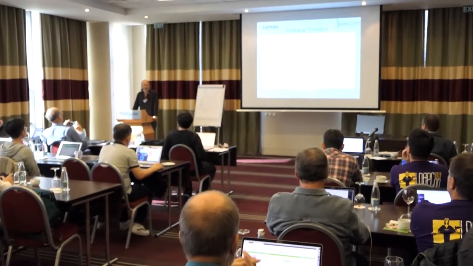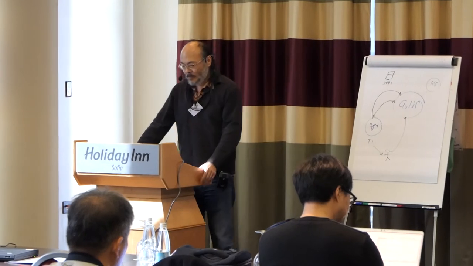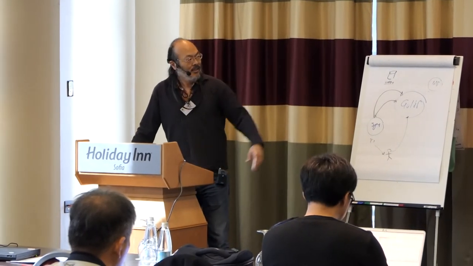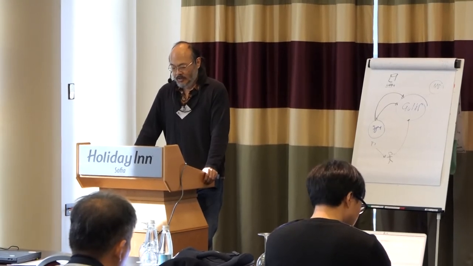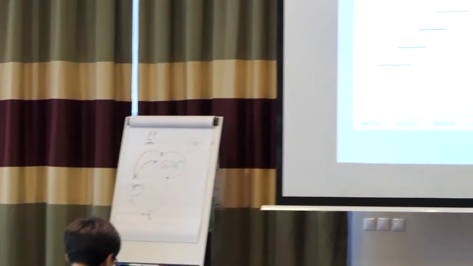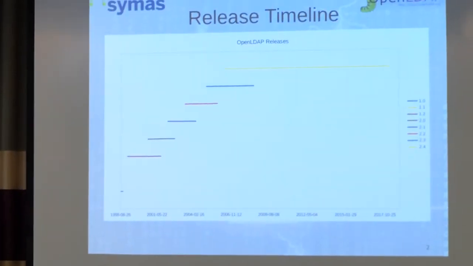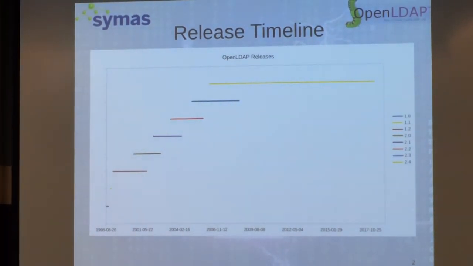OpenLDAP has been around now for 21 years, and I've been working on it for at least 20 of those years. You can see the release timeline here. The very first release only lasted a couple of months, and through the years we got to the 2.4 release, and we kind of stuck on it for probably far too long. If you look at that timeline, probably around 2011, 2012, we should have actually just called it 2.5.